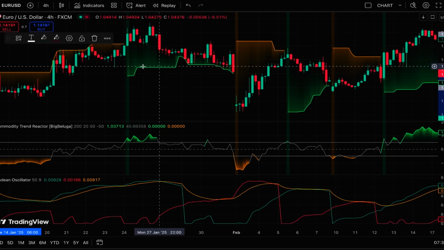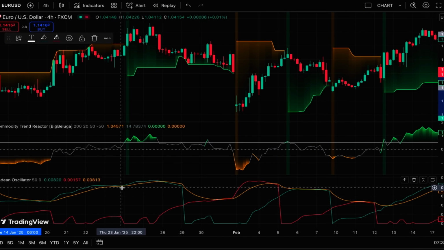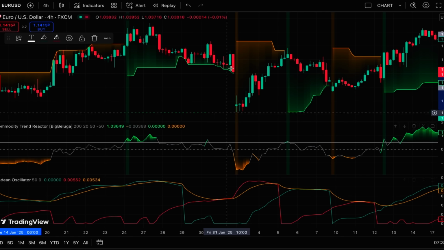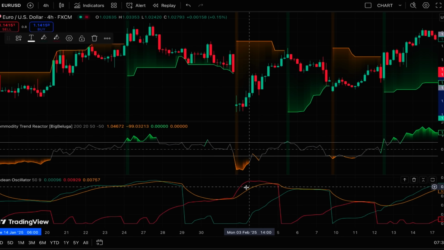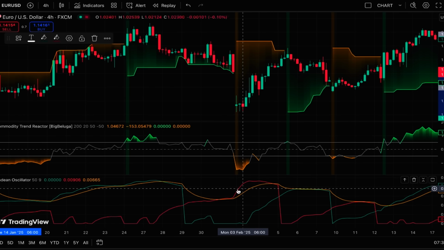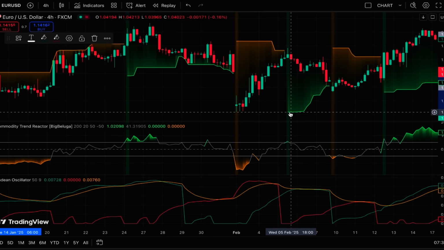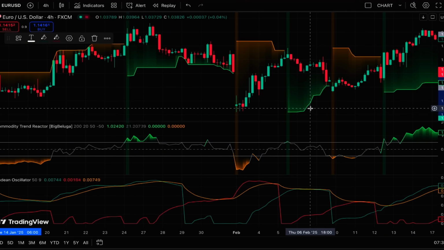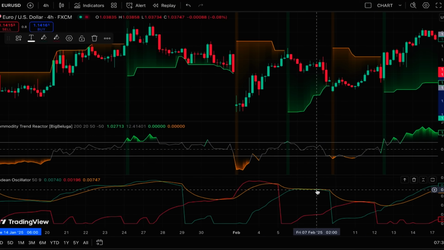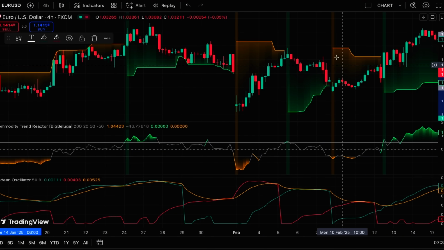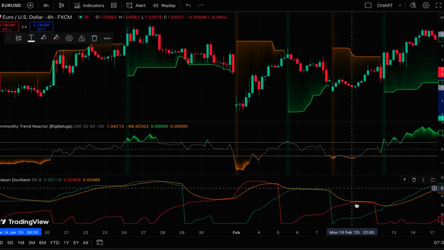Here you can see that the indicator is green, but in this time period you can see that we didn't have any buy signal. From here the indicator became orange, but here we didn't have any short position signal, as you can see. From here the indicator became green, and in this period similarly we didn't have any long position signal, and from here the indicator became orange, and here also we didn't have any short position signals.